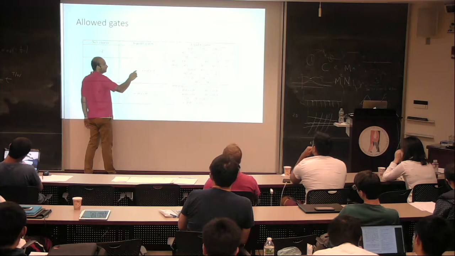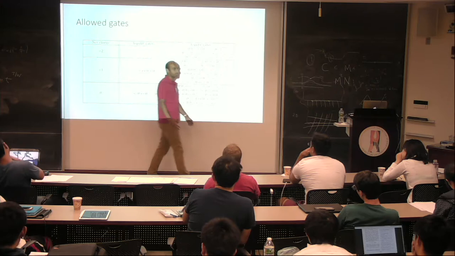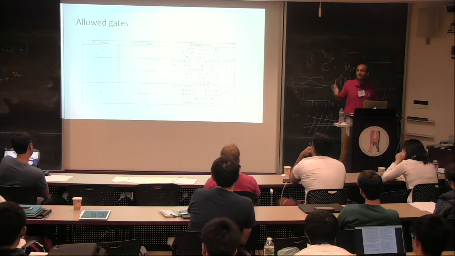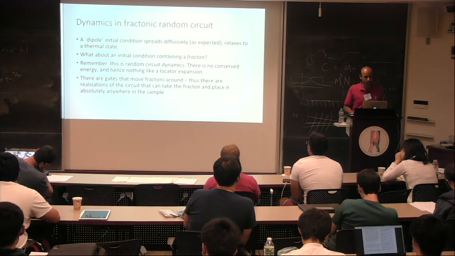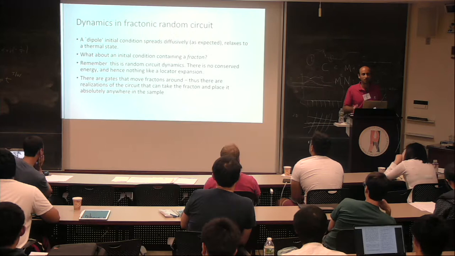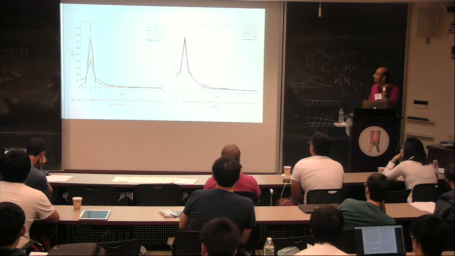That's allowed. In fact, there exist sequences of gates that will move the charge to absolutely anywhere in the system that you want it to go. So there is no locator expansion. There exist processes, in perturbation theory, that take your charge absolutely anywhere in the system. Nevertheless, you look at what a random circuit does. You can average over many realizations of the random circuit if you want. And you find that this is what happens to the charge distribution.